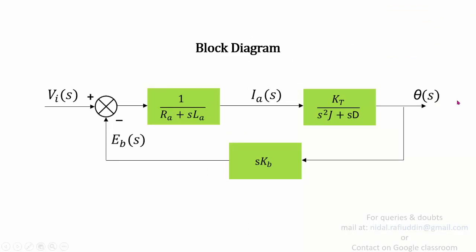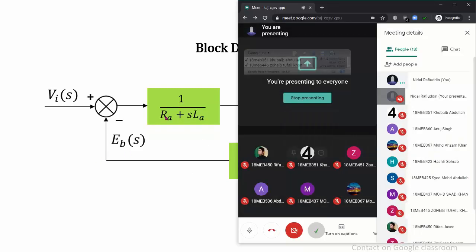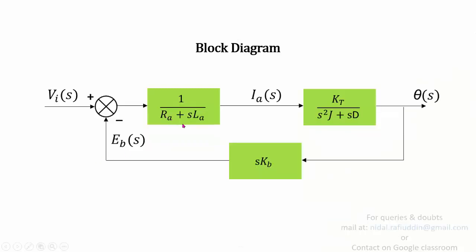And I told you that this is a sort of negative feedback system, and how it influences the armature current when the load is increased or decreased.